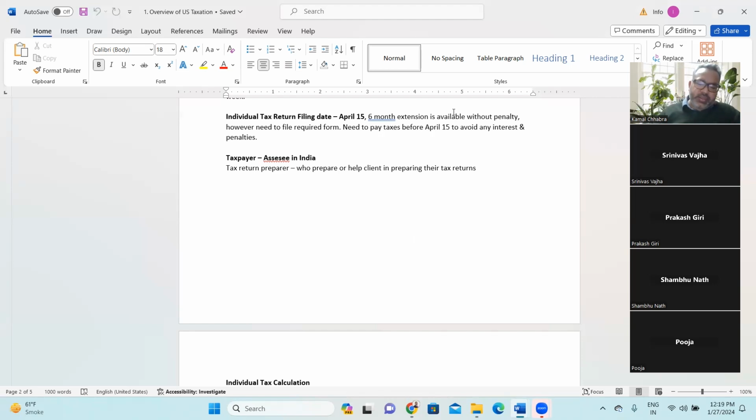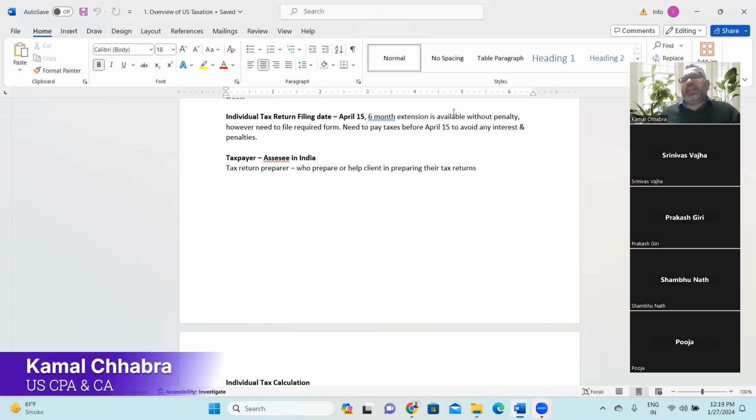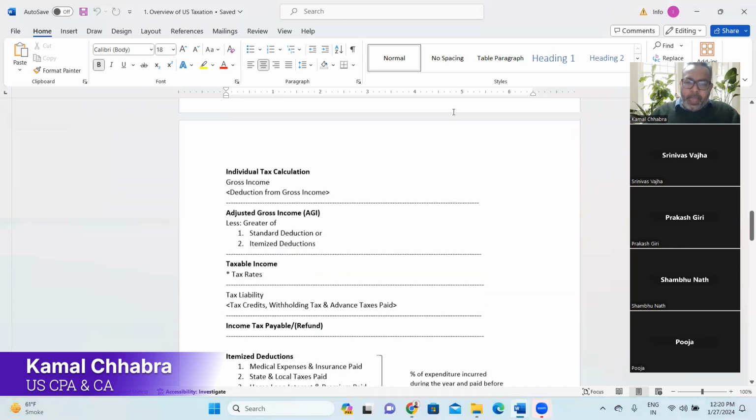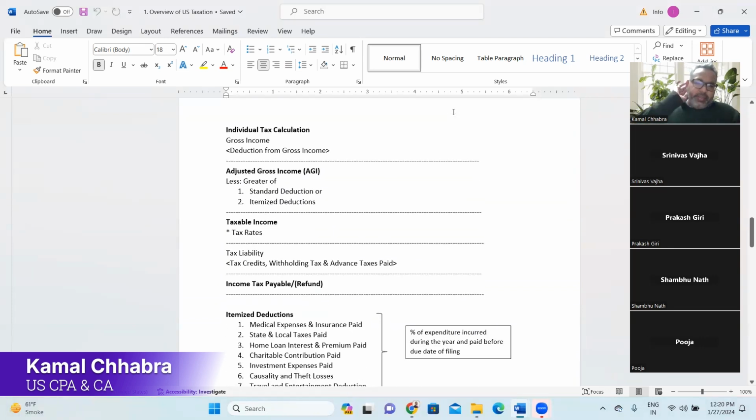So taxpayer is the same way how we have assessee in India. Tax return preparer, who supports the client in filing their tax return, that is CPA or enrolled agent. Right? They both get a license. If you have a CPA license or an enrolled agent license, then you need to mention your license details when you're filing the tax return for any other taxpayer. Right? This is very important.